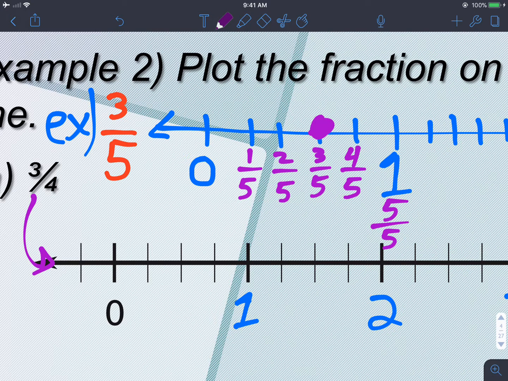All right, look at this one now. 3/4. How many tick marks are there from the 0 to the 1? 4, so it's broken into fourths. So where would 3/4 be? Yeah, just go 3.